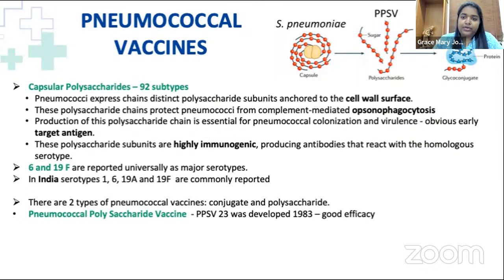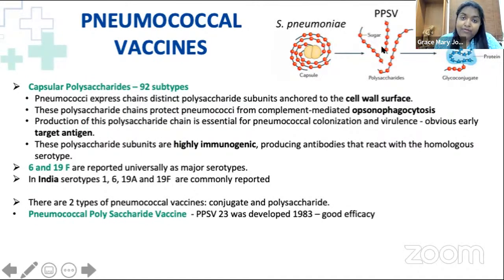Initially, in 1945, the first vaccine against strep pneumonia was developed, but it covered only 4 subtypes. Then, in 1970, from these 4 subtypes, they increased to 14 subtypes. And in 1983, our PPSV came. So the first vaccine that came was this PPSV. It is nothing but the capsule polysaccharide, the pneumococcal polysaccharide vaccine. It has good efficiency.